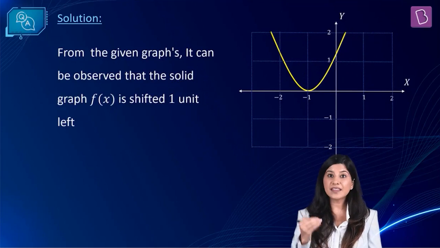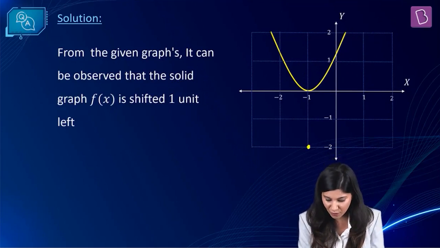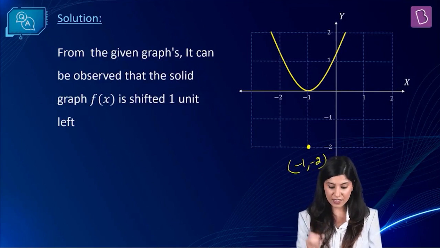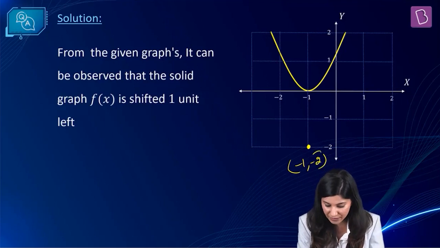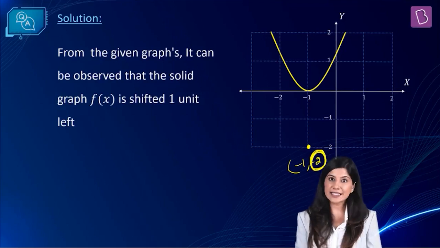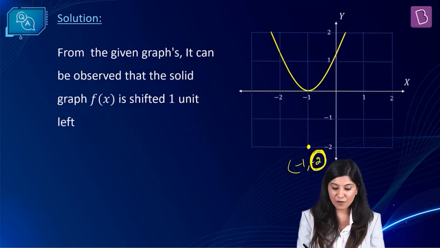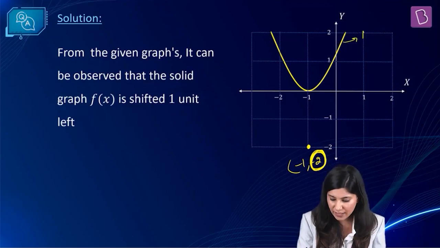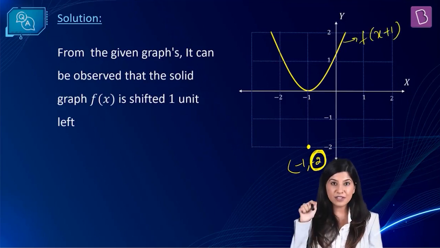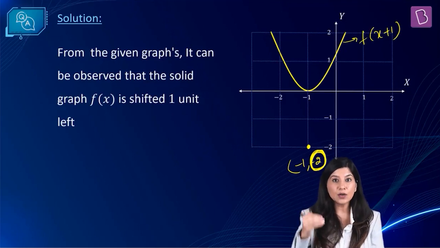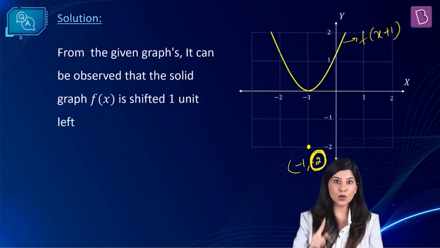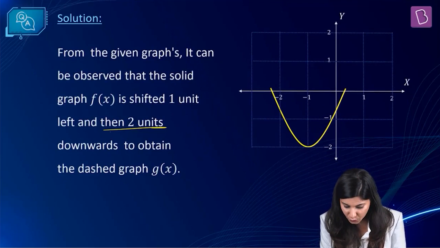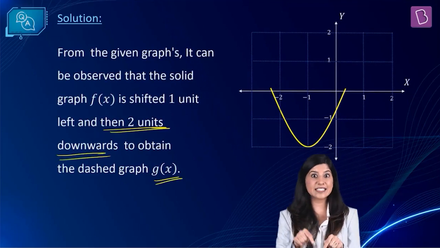Now, to get the graph of g of x, I just need to perform one action, because you can see now the vertex of dashed g of x graph is -1, -2. If I talk about the vertical shift, the vertex is at -2. That means we need to shift the graph of the transformed f of x, which we are able to see right now, because this is f of x plus 1. We just need to shift this 2 units downward vertically. Yes, 2 units downward vertically, right? So that means then 2 units downward to obtain the graph of g of x. This is g of x, right?